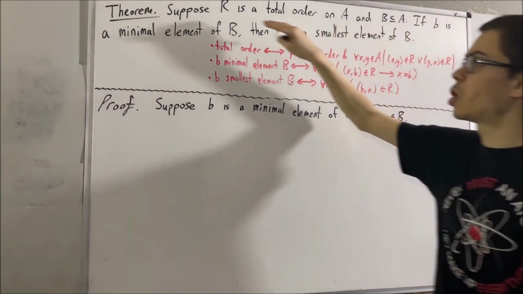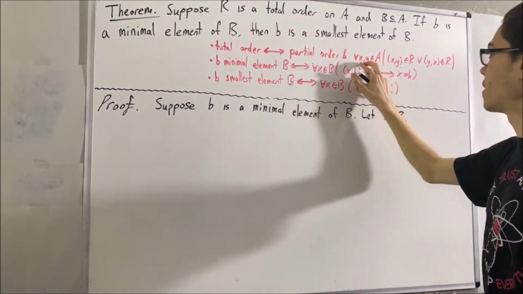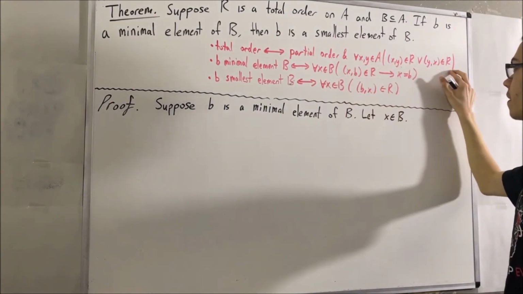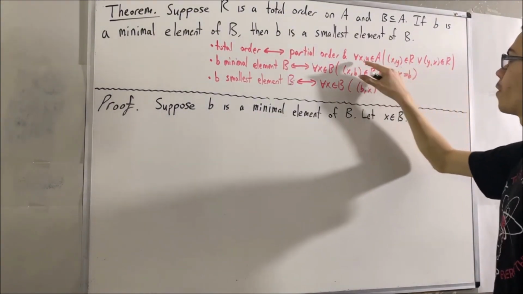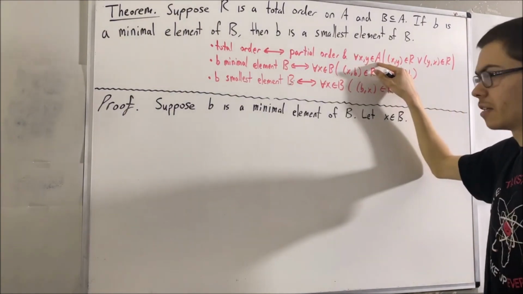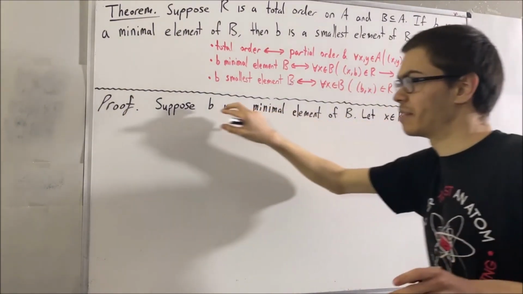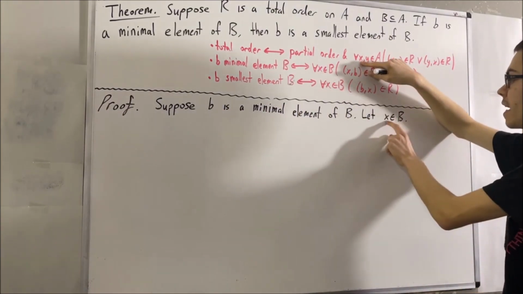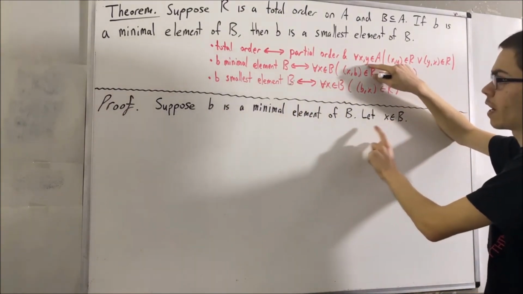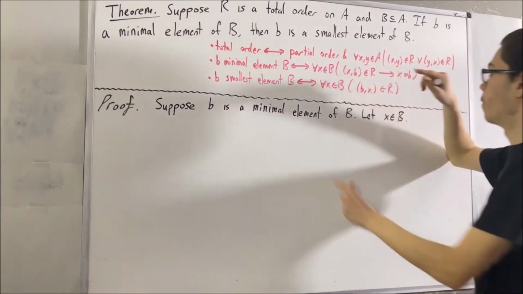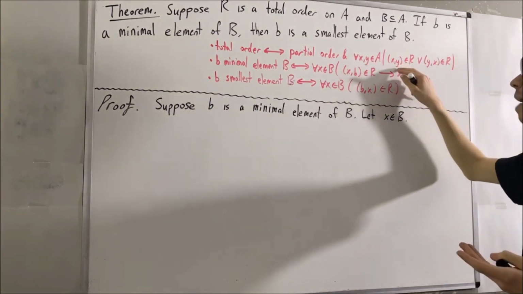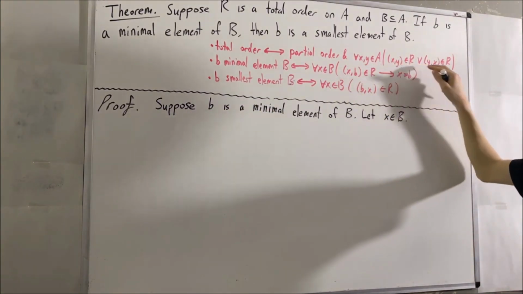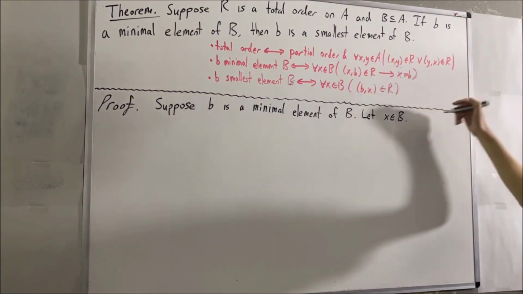And now, because R is a total order, we know that this statement is true. And this statement works for every two elements in A. So it must work for x and b. So we can take x and replace it with the x that we have in our proof. We can take y and replace it with b. If we do that, we get that either (x, b) is an element of R, or (b, x) is an element of R.